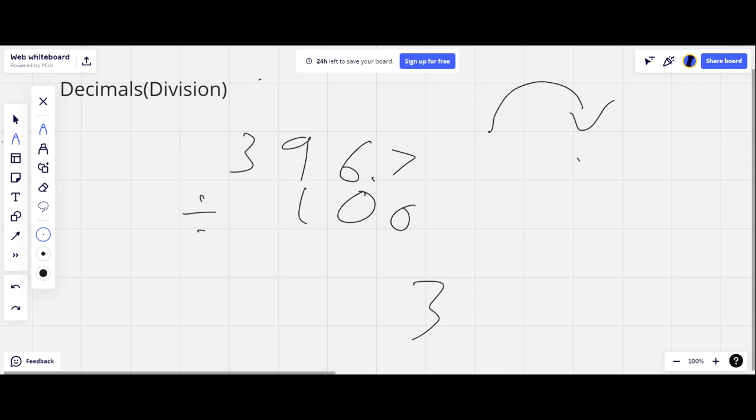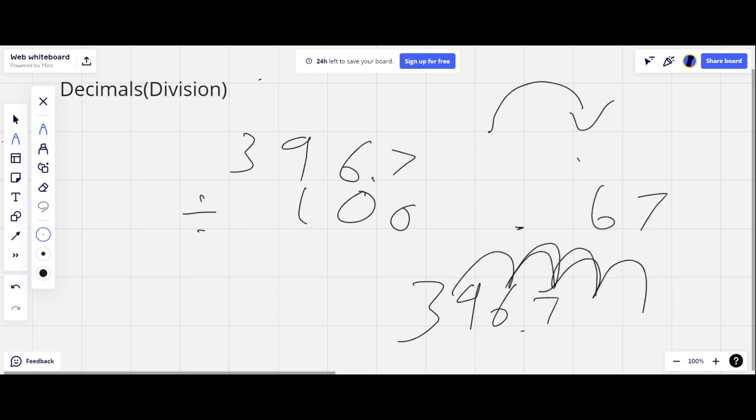Let's write out the number 396.7. And now here, let's put a decimal point and an anchor. Now let's jump twice to the right. So 7 would jump here, 6 would jump here, 9 would jump here, and 3 would jump here. So our answer would be 3.967.